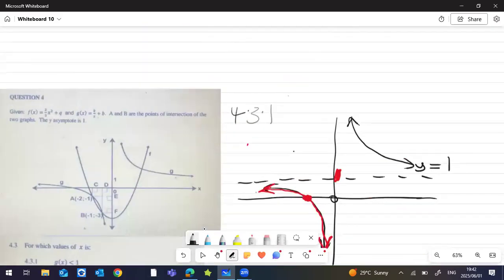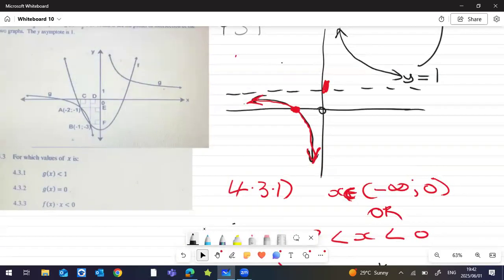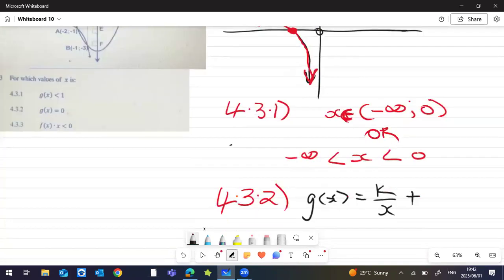Now you must know that this b is your horizontal asymptote. If this is the function, g of x equals k over x plus b, this b is your horizontal asymptote, which is 1. So it will be k over x plus 1.